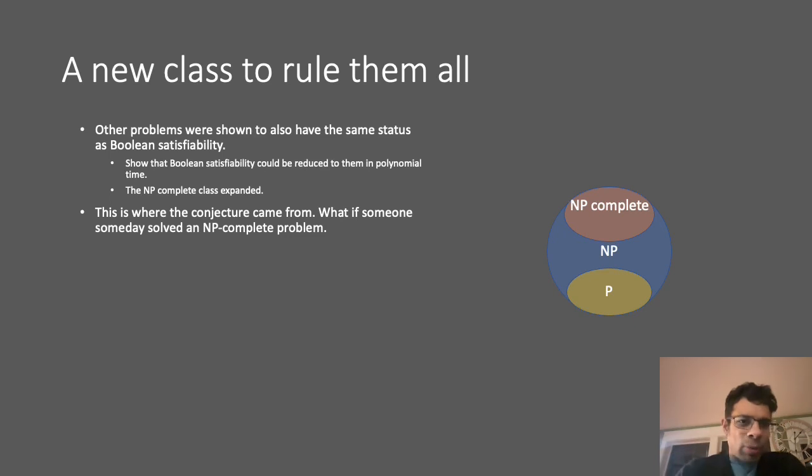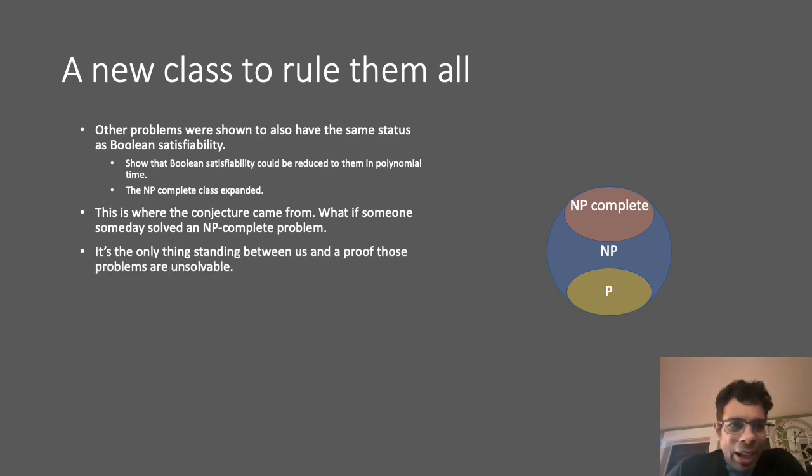And this is where the conjecture came from. What if someone someday solved just one NP-complete problem? That would immediately collapse all of these three sets into one set, which would be just P. All these problems would be solvable in polynomial time. And that is why this conjecture is famous, because it's the only thing standing between us and a proof that all of these problems don't have any polynomial time solution. So we've managed to show that if a polynomial time solution exists, then this ridiculous conjecture would also be true, but we haven't quite proved that this conjecture is in fact not true beyond any reasonable doubt.